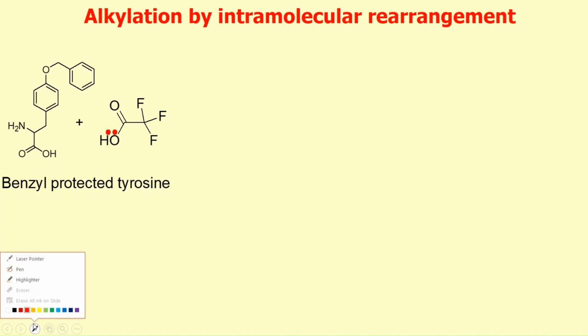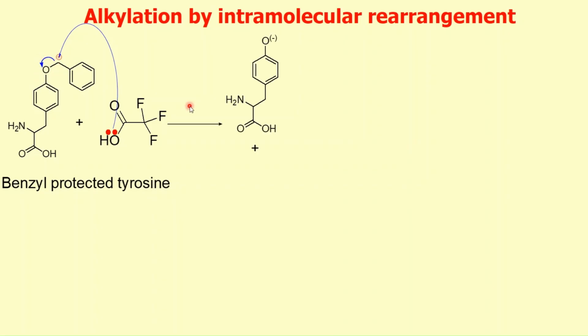The trifluoroacetic acid has the OH, which has a lone pair of electrons, and this is the positive center, the benzyl carbon. Adjacent to it, there is an electron withdrawing group. This is electron rich and this is electron deficient. That's why the lone pair of electrons attacks this positive center and it has to maintain its tetravalency. That's why the electrons are moved onto the oxygen to give rise to the oxygen anion of tyrosine and the benzyl ester of trifluoroacetate.